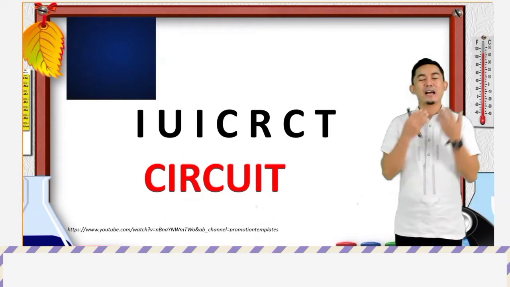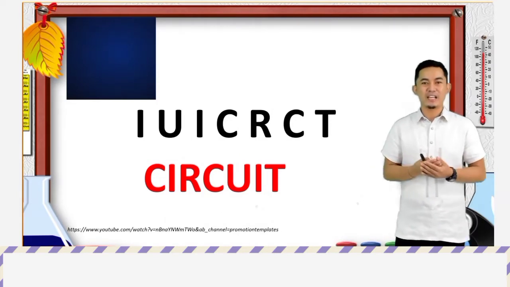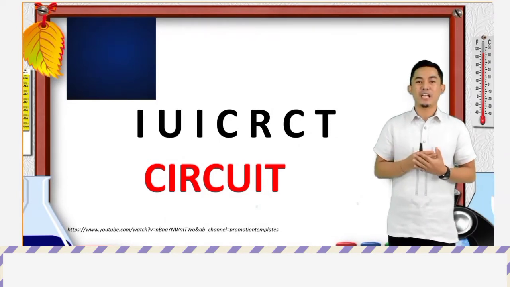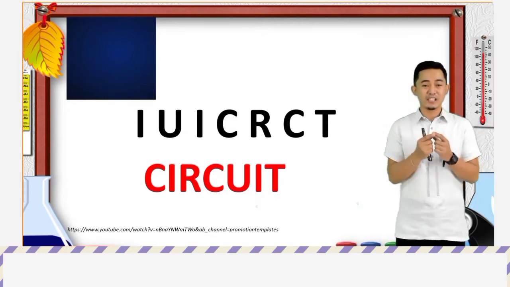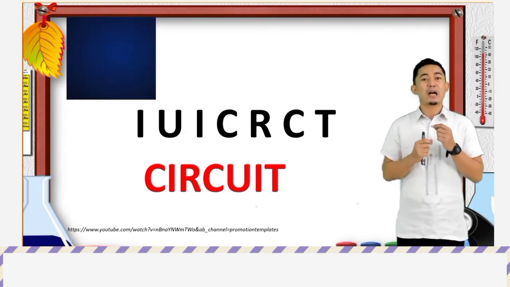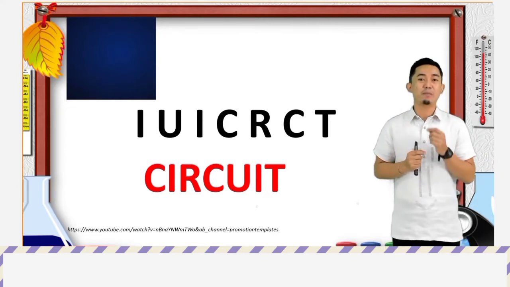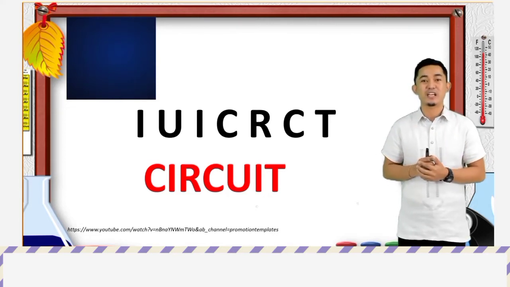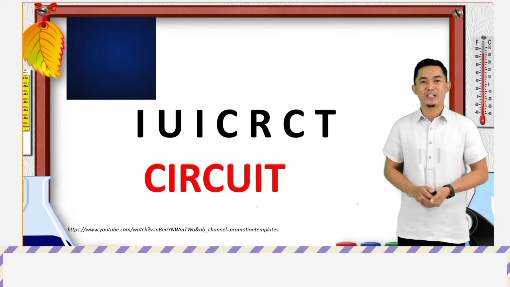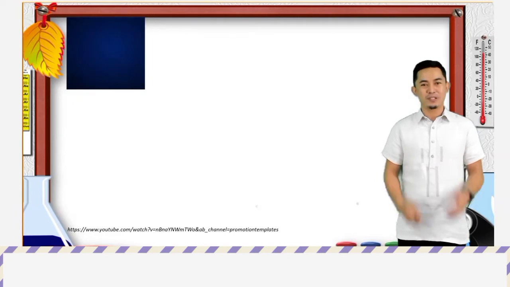So let's give the meaning of the circuit. Last time, circuit pertains to the closed path, the closed loop, that electricity flows on as a current. So that is circuit. So we have 2 types of circuit that we need to discuss later. Okay? So how about this word?